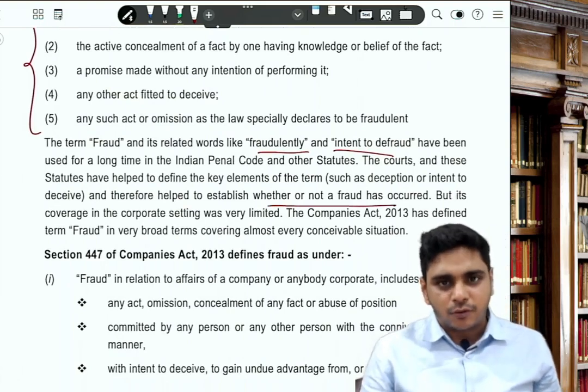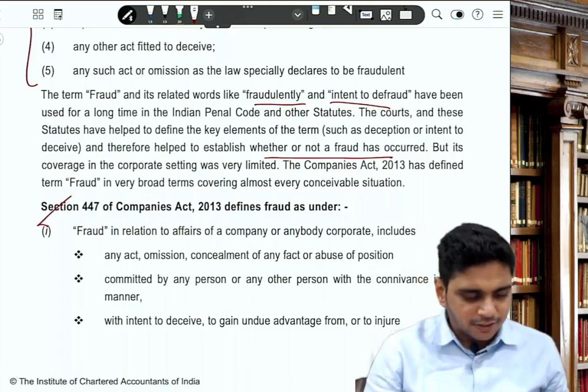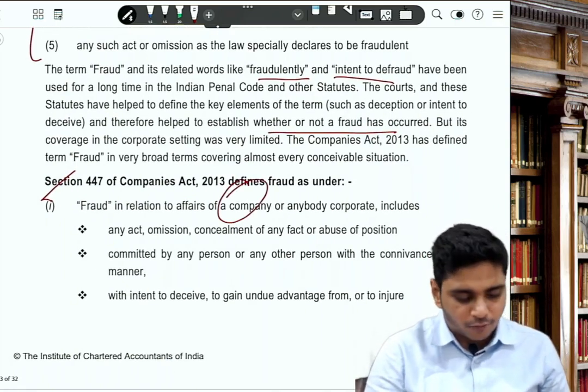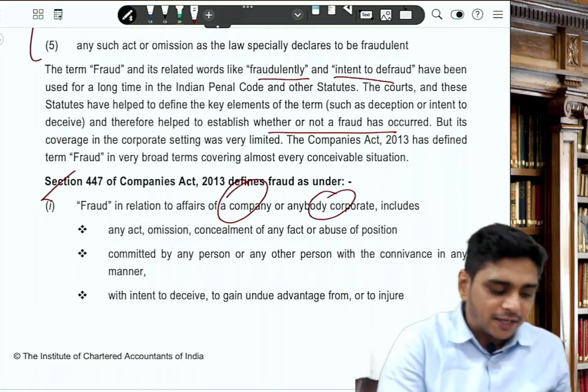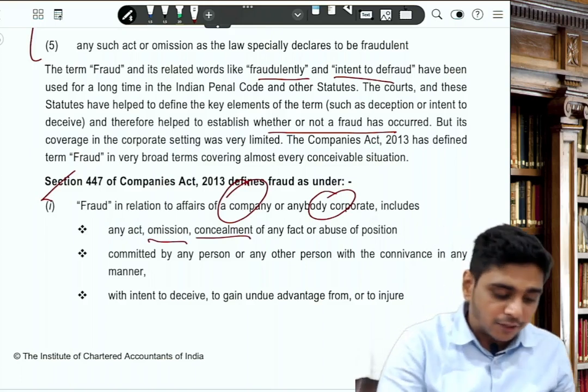Now this is the definition of fraud below in the Companies Act. Companies Act definition. So fraud basically means, in affairs of a company, if a company or a body corporate is doing a fraud, it includes any act where something is omitted, concealed, or hidden, any fact, or abuse of position.